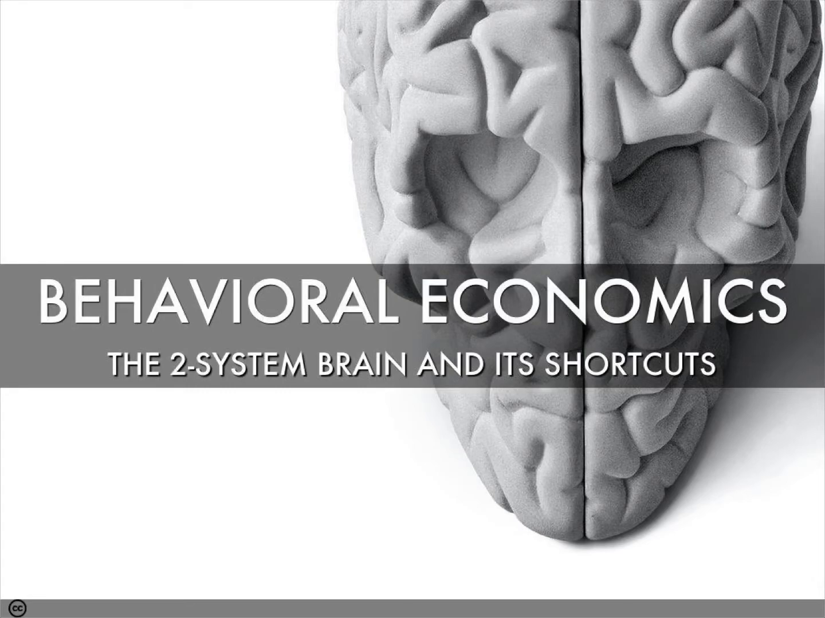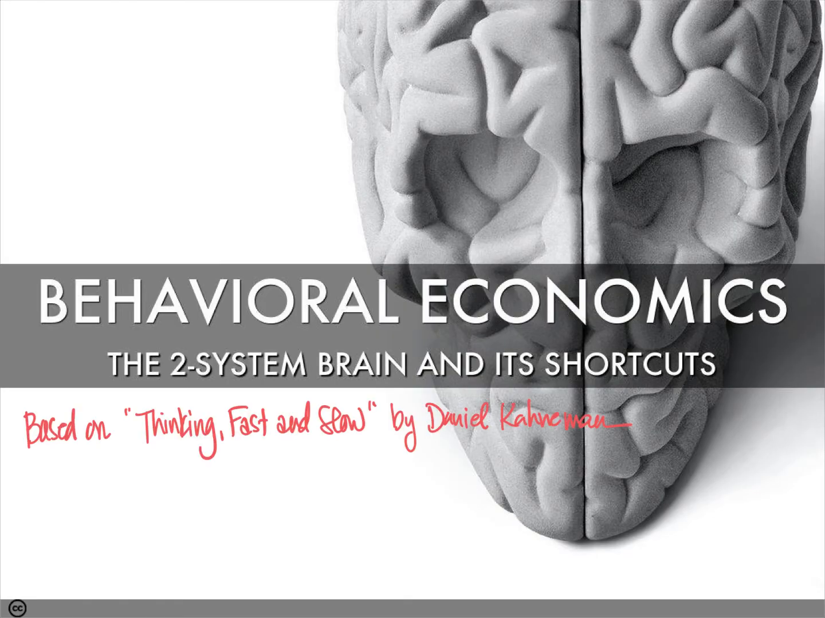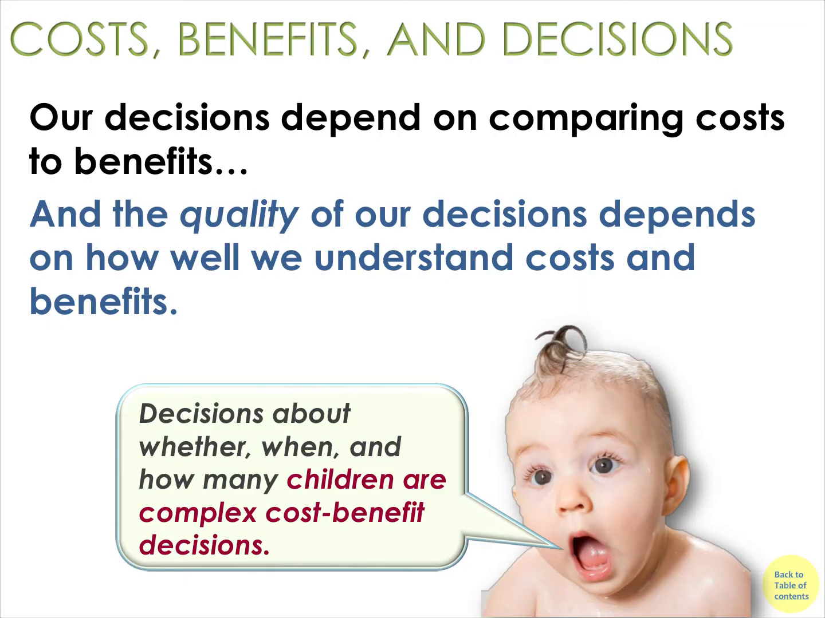So let's take a detour into the world of behavioral economics, thinking about the two-system brain and its shortcuts. And I'm basing most of this on Thinking, Fast and Slow, the best-selling book by Daniel Kahneman, one of the fathers of behavioral economics. So the basic overview is, look, when is it correct to assume that humans are rational?